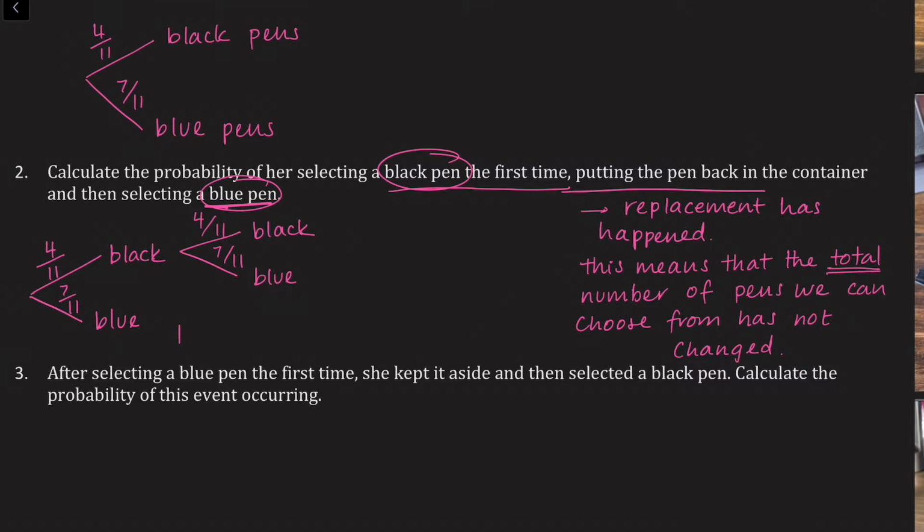So now I'm going to write the probability of me selecting a black pen and then a blue pen the second time is going to be equal to 4 out of 11 times 7 out of 11. So that's going to be 28 divided by 121, or you can put that into your calculator and get a percentage as well. That's about 23.14%. Now, I would say to reduce our rounding errors, just leave your answer as a fraction and simplify where you can because it is going to eliminate any rounding issues you get.